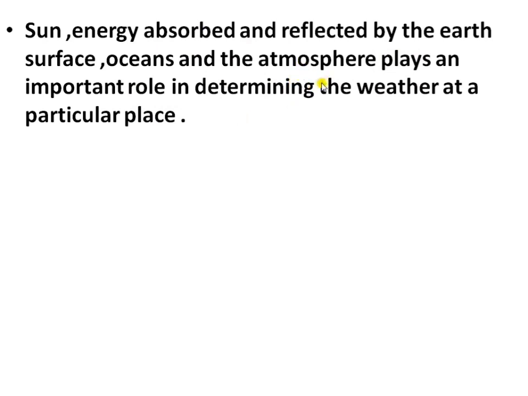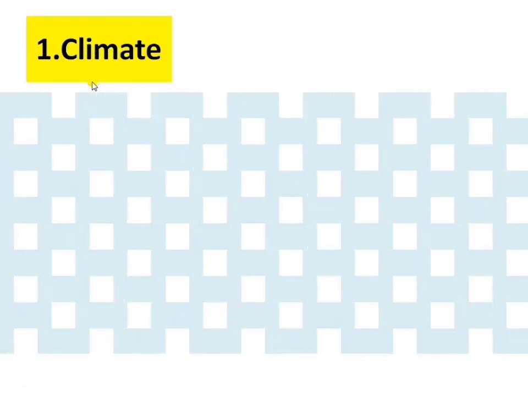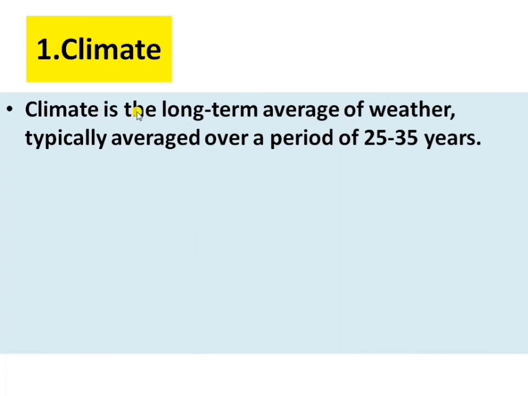The weather of a place near the sea is very different from the weather of a place on a mountain or in a desert. That brings us to climate. The climate is the long-term average of weather, typically averaged over a period of 25 to 35 years. It is a long-term record of weather. Here we have to take periods of 25 to 35 years to make a climate report.